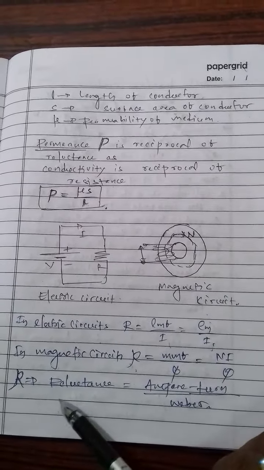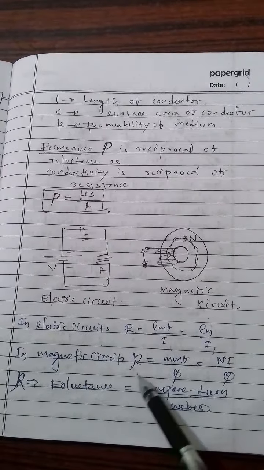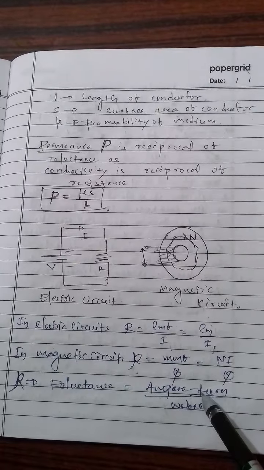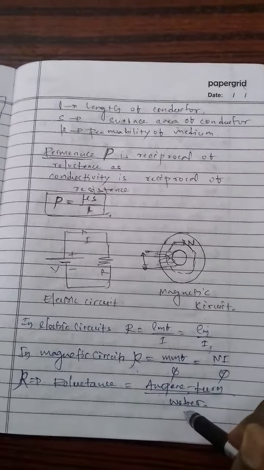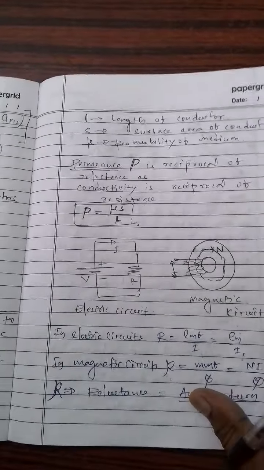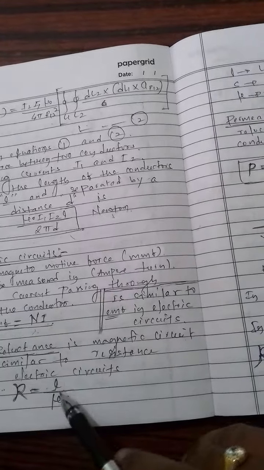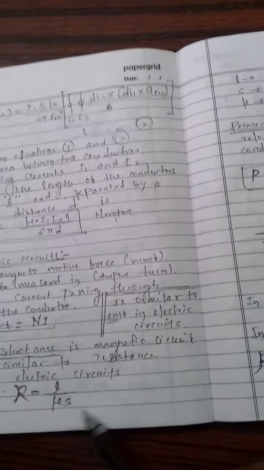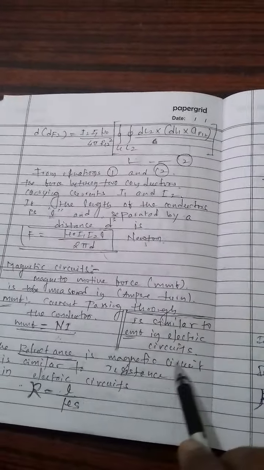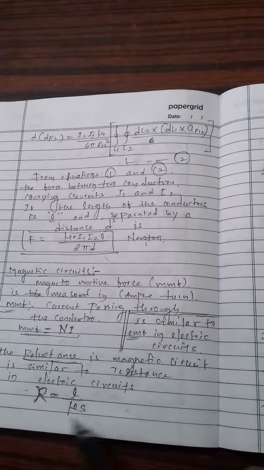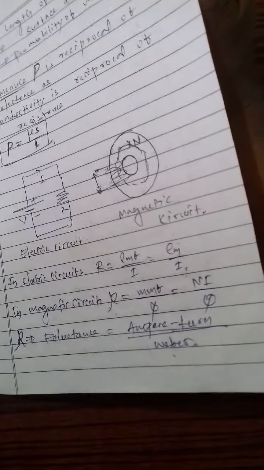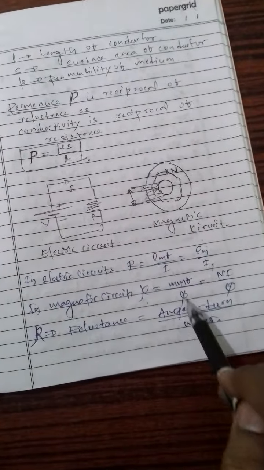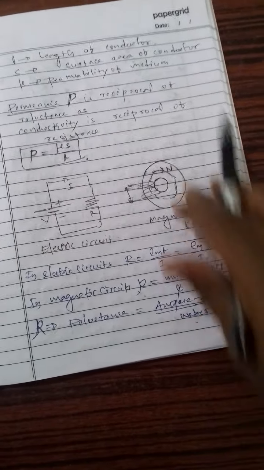So the reluctance of the circuit is equal to ampere turn upon Weber. That is used as the reluctance of the magnetic circuit. Reluctance in a magnetic circuit is similar to the resistance in electric circuits. Reluctance is MMF upon phi, equal to NI upon phi.